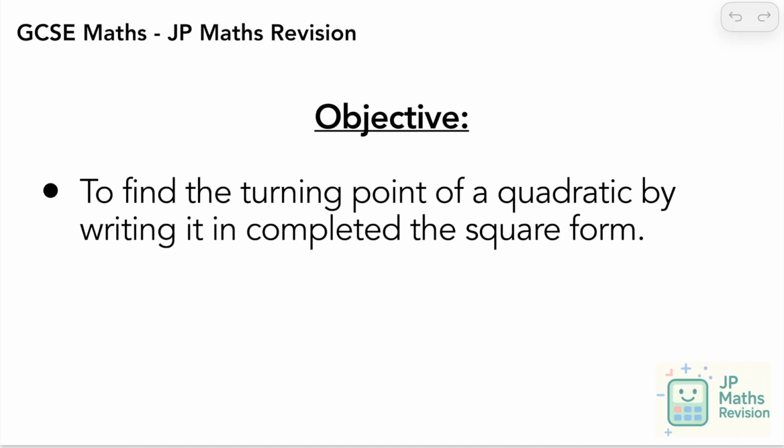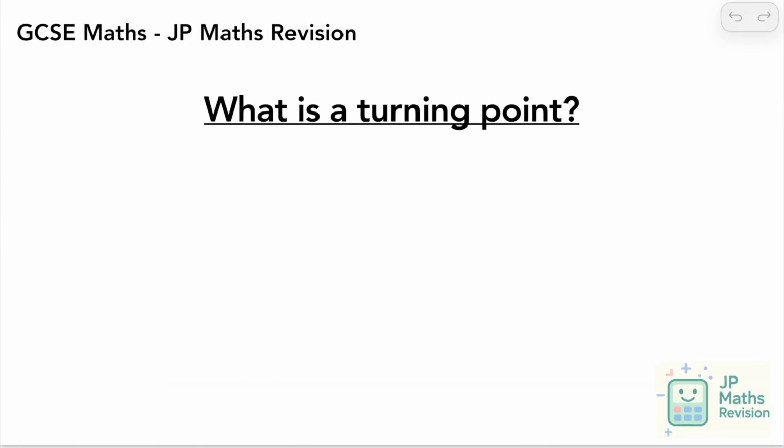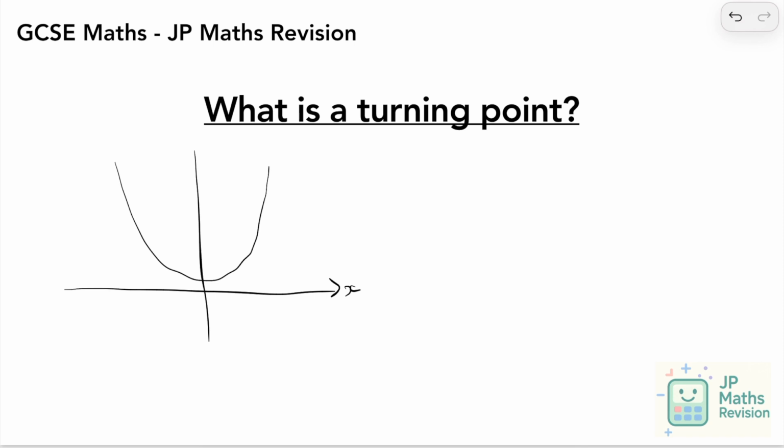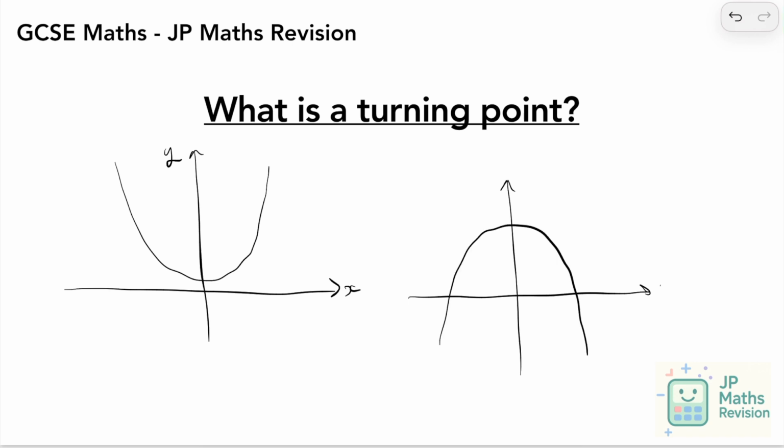So the objective here is to find turning points of quadratics by writing them in completed the square form. So the question is, what is a turning point? If you know what the graph of a quadratic function looks like, you should know that it either takes the shape of a U shape sometimes, so we'll call that x and that y, or sometimes it's like an N shape. So we have a positive quadratic graph and a negative quadratic graph.